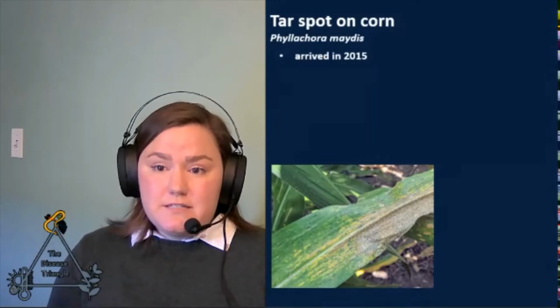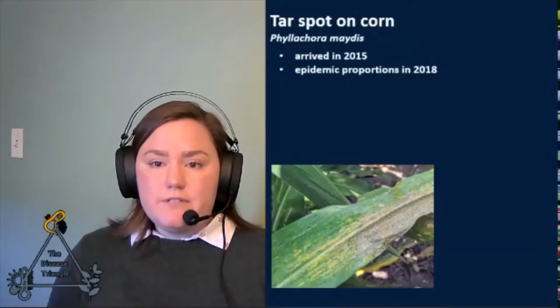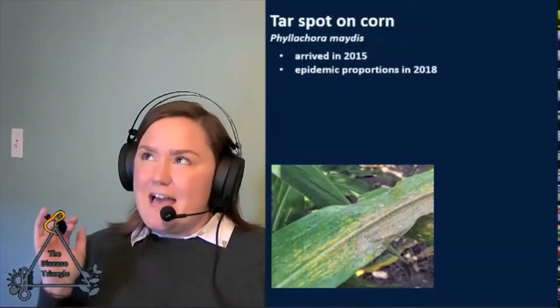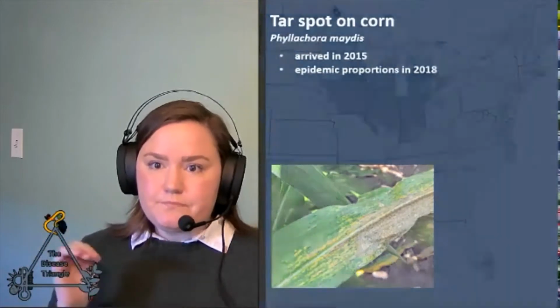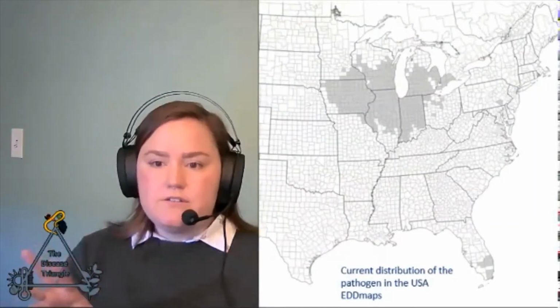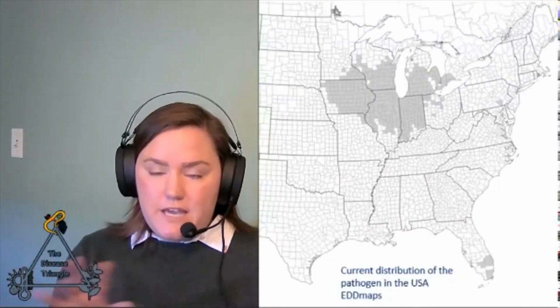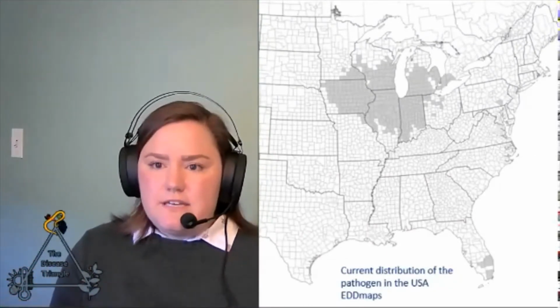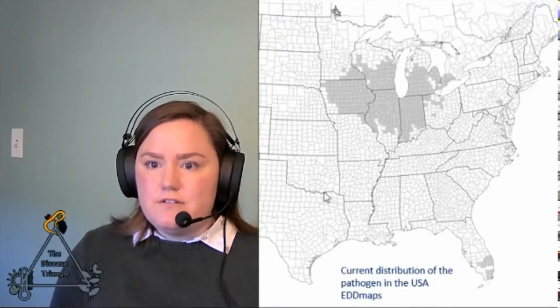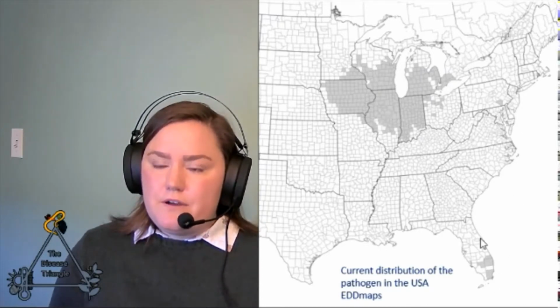And this is a pathogen that is still relatively new, I'm sure you're all aware. It arrived here in 2015, and we did see it in epidemic proportions in 2018. And this is the current distribution of tar spot. The grayed in areas are all the places that we have seen tar spot to date, so this is from the end of 2020. Obviously, we see it covering most of Illinois, most of Indiana, most of Iowa, making its way up into Wisconsin and Minnesota, Michigan, even into Canada, and then a couple other blips here on the map.